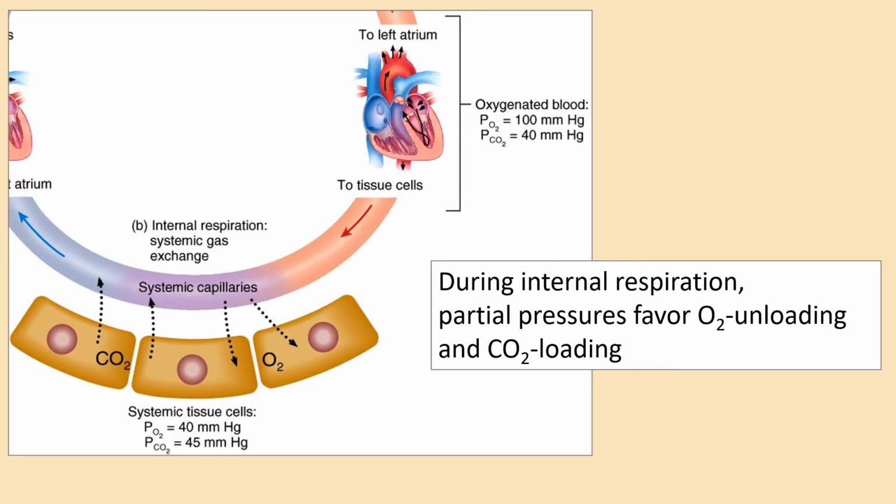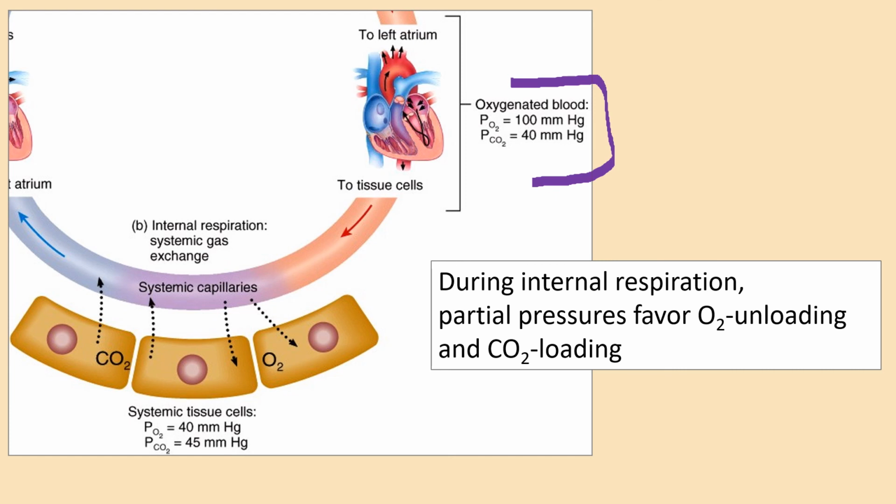Here we're zoomed in on the lower right portion of that diagram, and it will allow us to focus on the partial pressure gradients that are present and that drive internal respiration. Internal respiration is gas exchange that occurs between blood in systemic capillaries and interstitial fluid, the fluid that surrounds our tissue cells. So let's take a look at our oxygen-rich blood that's arriving into a systemic capillary. Maybe it's a capillary that's passing through skeletal muscle tissue in your biceps brachii.